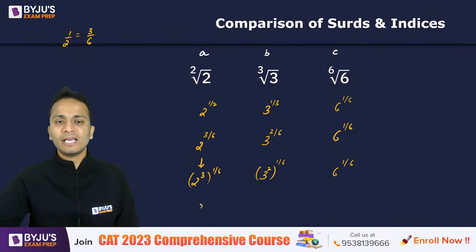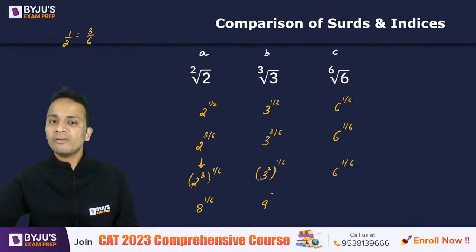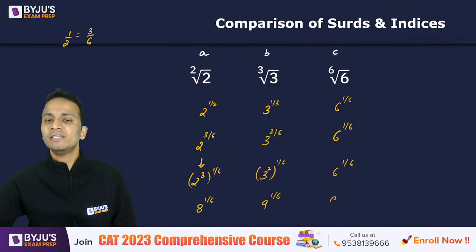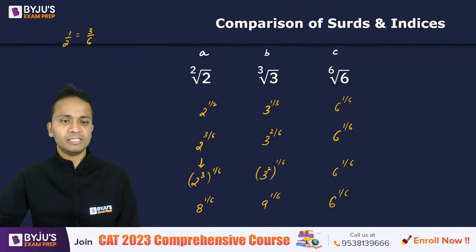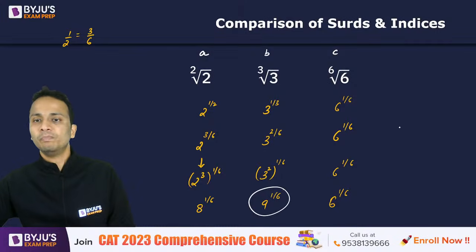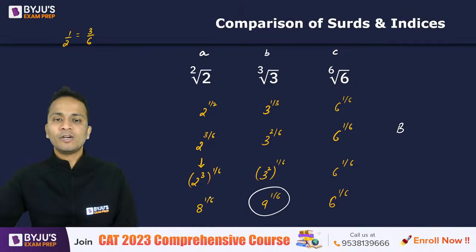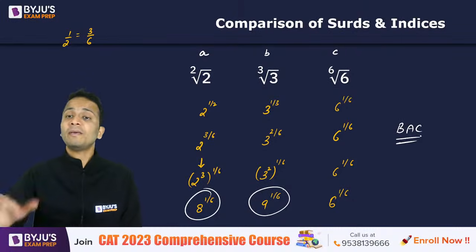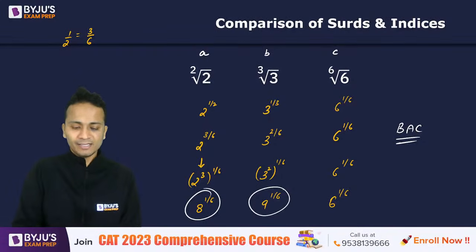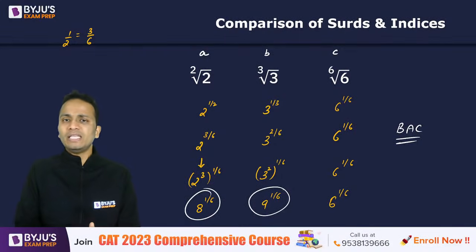So the first number is 8, since 2 raised to the power 3 is 8. So 8 raised to the power 1 by 6, then 9 raised to the power 1 by 6, and finally 6 raised to the power 1 by 6. Since all the powers are equal, you can compare the bases. The number having the largest base will be the largest among these numbers. All right. So I can say that this number is largest. So B is the largest, then it will be A and then it will be C. So the correct answer should be B, A and then C. All right. I hope I am clear with the explanation.